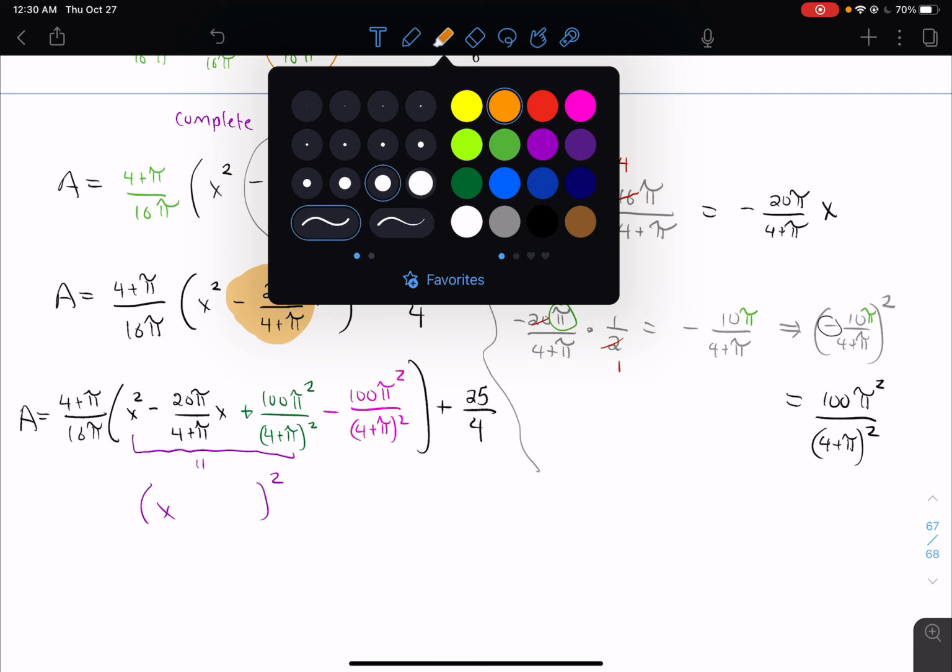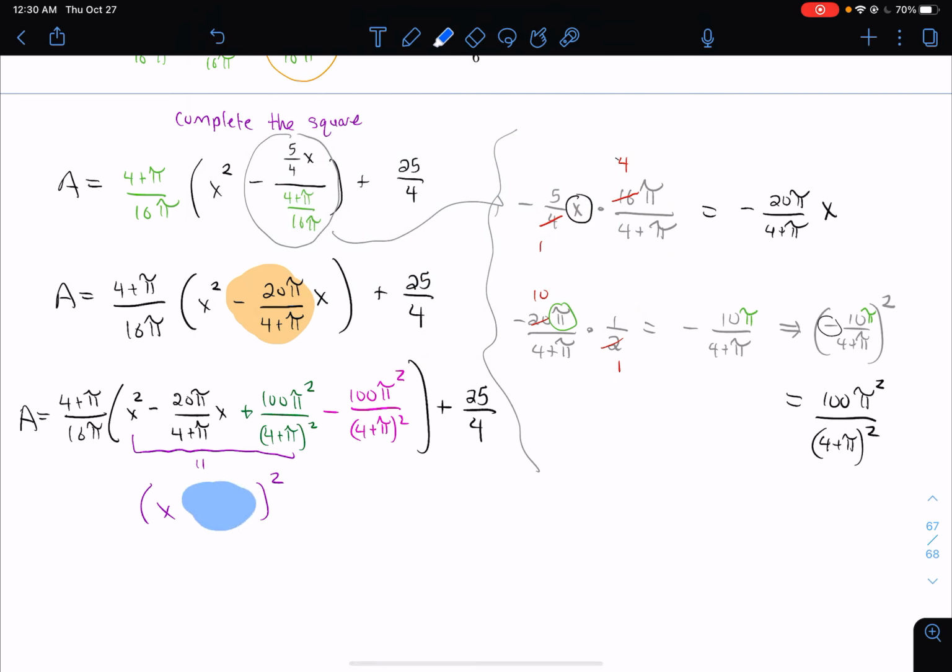So the shortcut, remember, is the number that goes here, this perfect square, is always what we get when we divide that one term by 2. And after we divided by 2, that was this. That was, I'll put it in a darker color, negative 10 pi over 4 plus pi. That's what's got to go in that parenthesis. So I put that minus 10 pi over 4 plus pi. And if I were to test it, if I were to FOIL out this perfect square, we would get these three terms. Okay, so that is that shortcut.